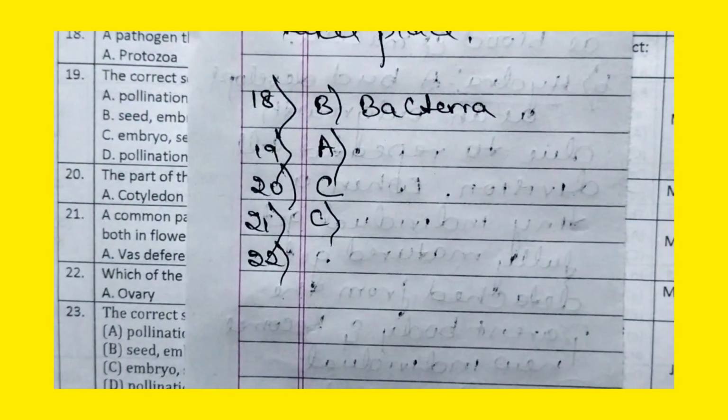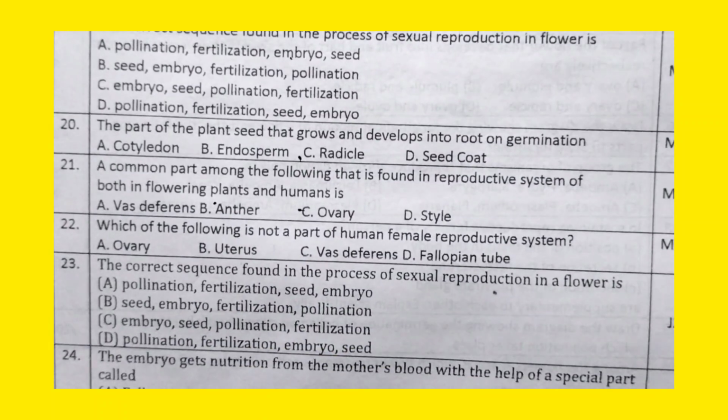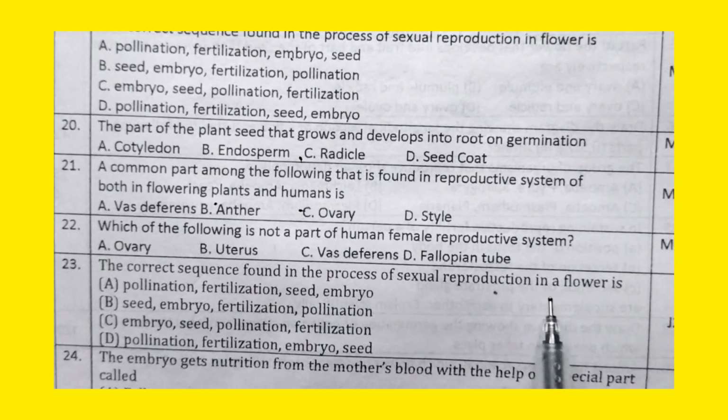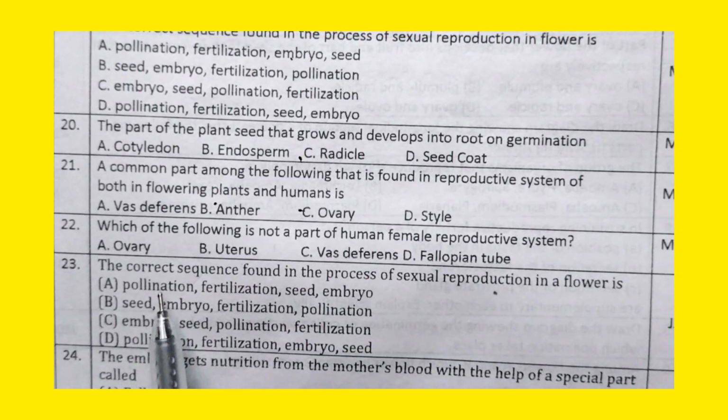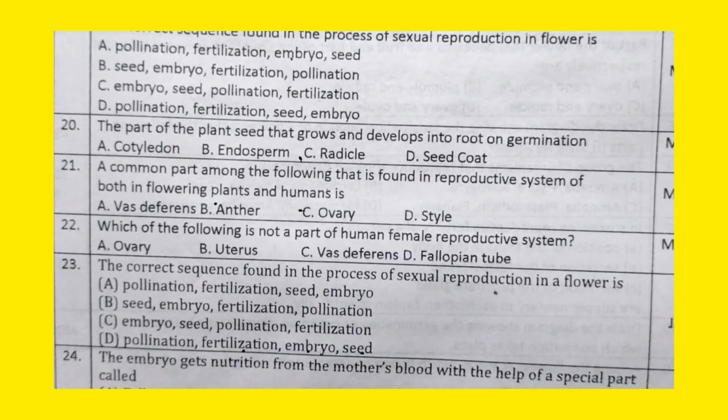Now let us move to the 22nd question. The question is the correct sequence found in the process of sexual reproduction. Again it is a repeated question. So the right answer is pollination, fertilization, embryo, seed. So option D is the right answer.